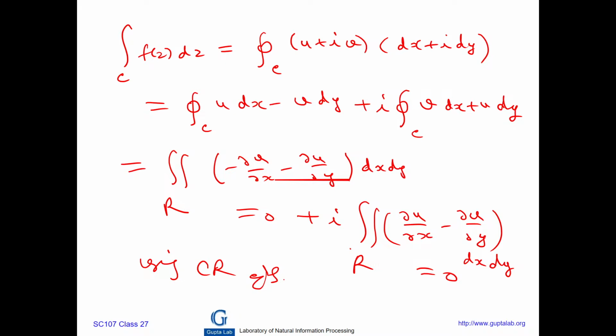Such a powerful result. Using Green's theorem means we should know that all the conditions of Green's theorem are satisfied, right? Then only we can apply this. So as long as f of z is analytic and the derivatives are continuous, we can get the result.